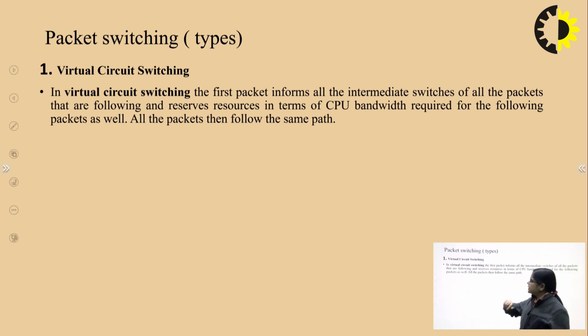In virtual circuit switching, the first packet informs the other intermediate switches of all the packets that are following. It reserves the resources, in terms of the CPU and bandwidth required, for the packets that follow. As soon as the first packet travels, it automatically informs all the intermediate switches to be ready to take that packet in a proper procedure, so that the data arrives collectively at the destination point.